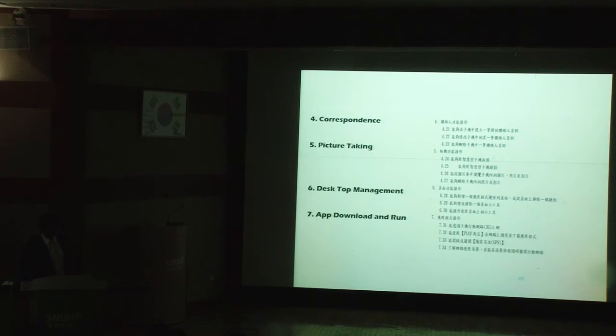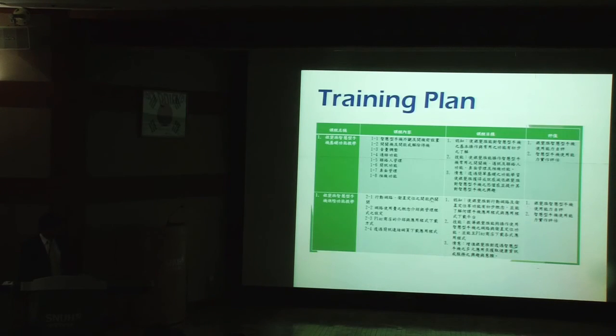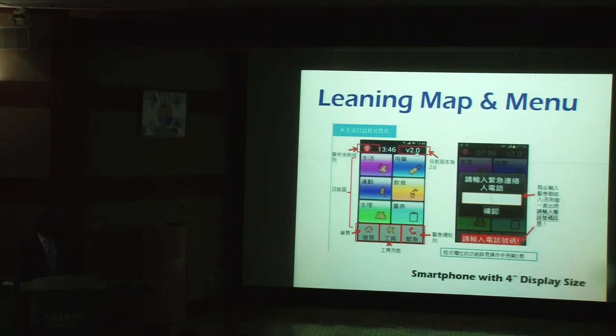Okay, so we developed this kind of scale, 7 categories with 34 questions. Based on these scales, we designed our training courses, okay? For all training courses, we have a training map and a menu. The training map is actually our app. I just show some screen sizes here. The buttons are quite large, and the characters are quite large, easy to read. We use a smartphone with a 4-inch display size. This is quite a common one.